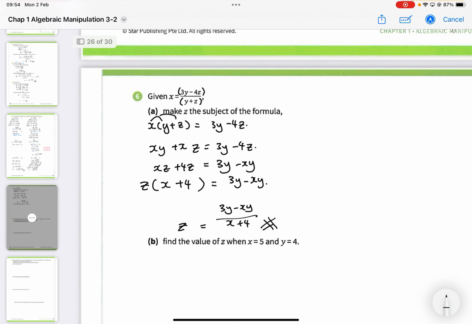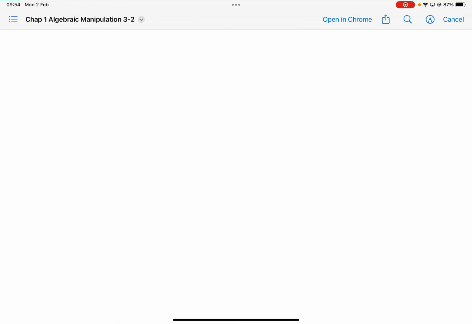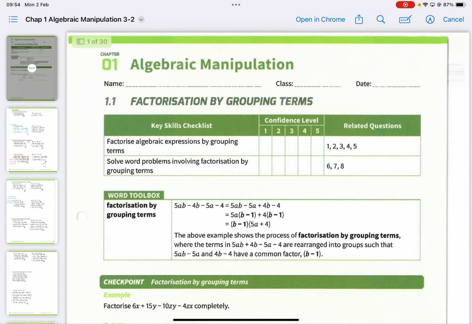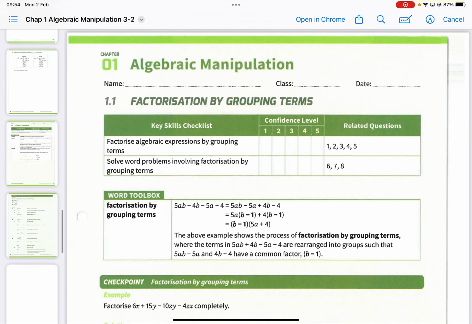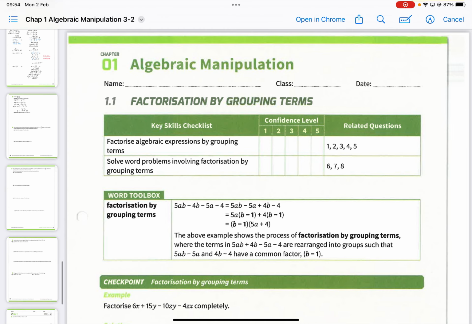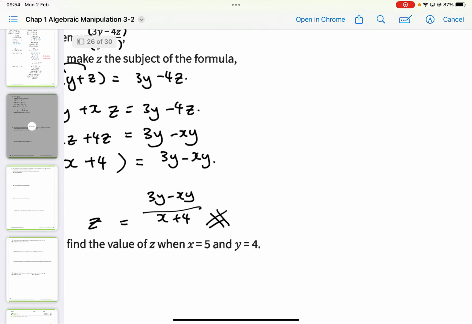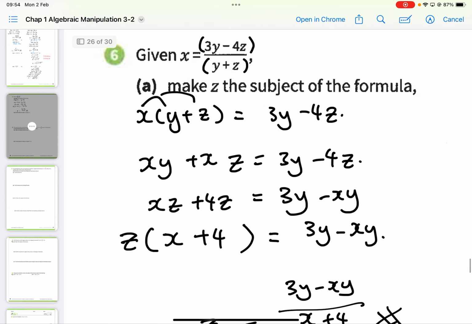Hey, then question 6. We did the first part last lesson. Disappeared again. Question 6, we did the first part. Hello, Jody. Why are you also looking back here?